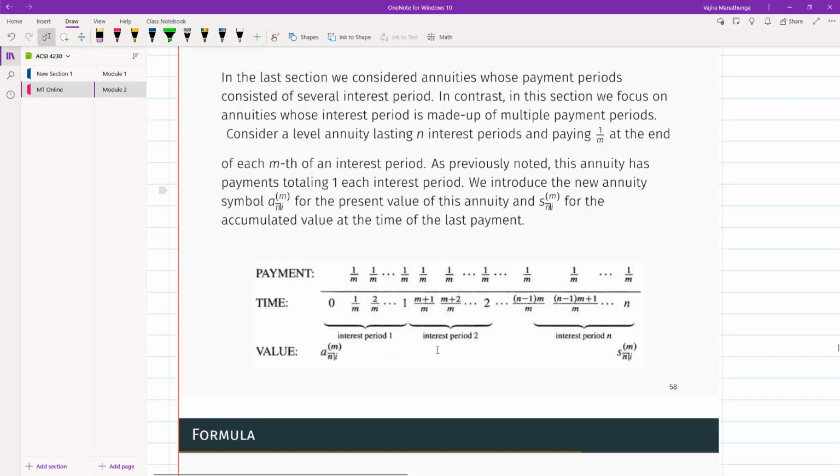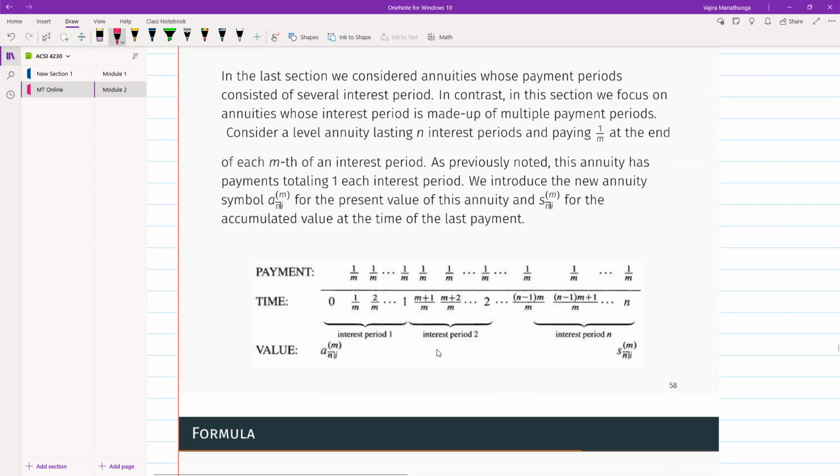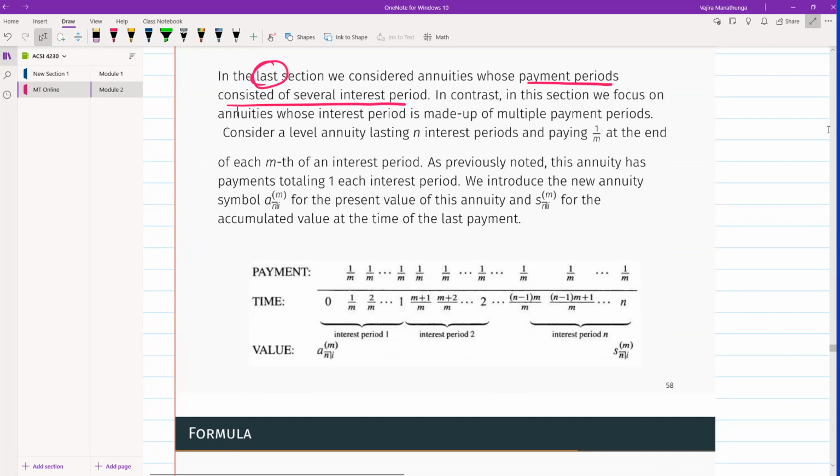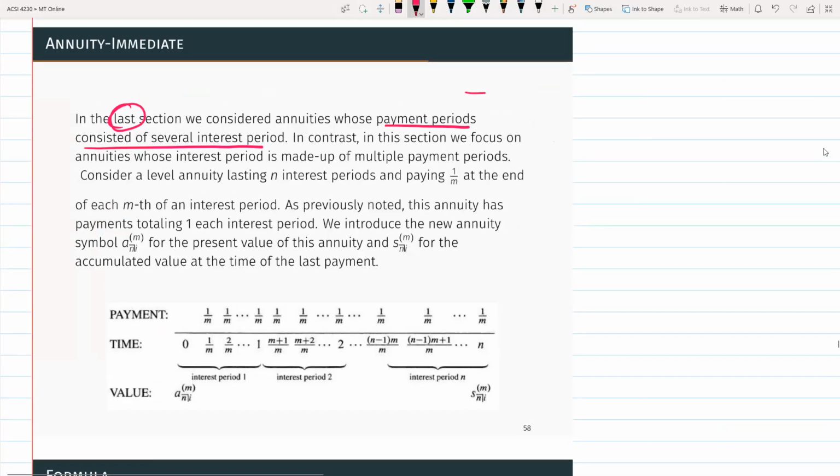In the last section we considered annuities whose payment period consisted of several interest periods. So in the last section, where payment is less frequent, we used K: you have K interest conversions before the first payment, then again K interest conversions before the next payment, and so forth. Now it's a little bit different.